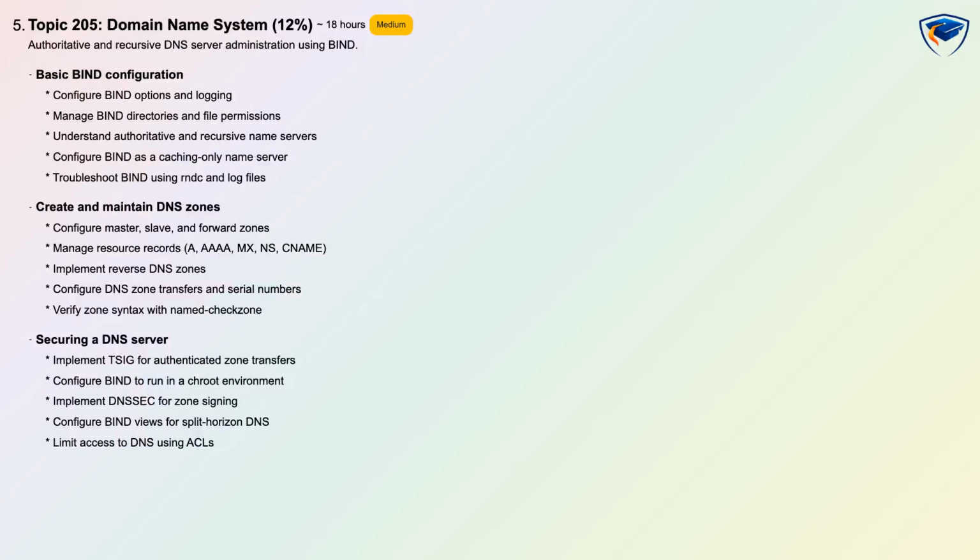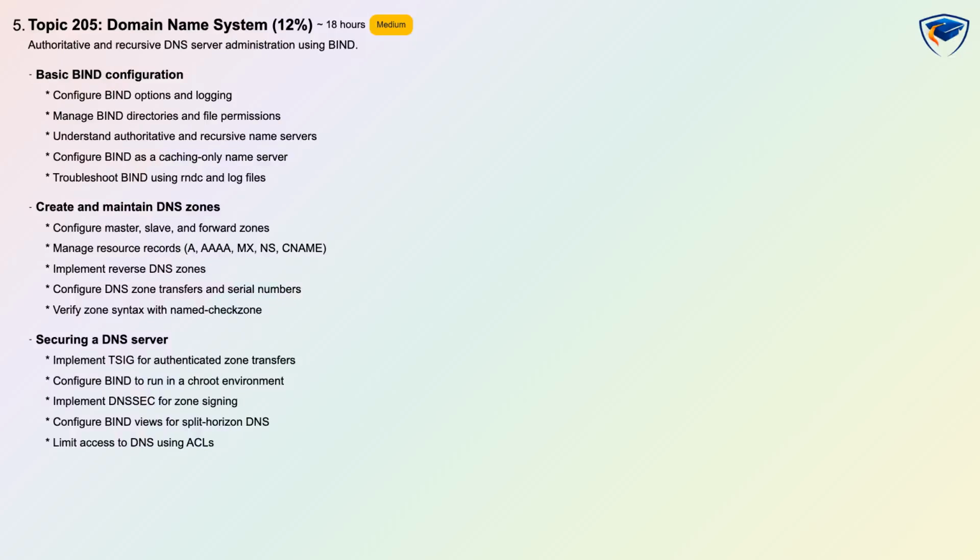Topic 205. Domain name system is weighted 12% and focuses on authoritative and recursive DNS server administration using BIND. This medium difficulty domain requires about 18 hours of hands-on and conceptual work. You will configure BIND options, logging, directories and permissions, and understand authoritative versus recursive servers and caching-only setups.